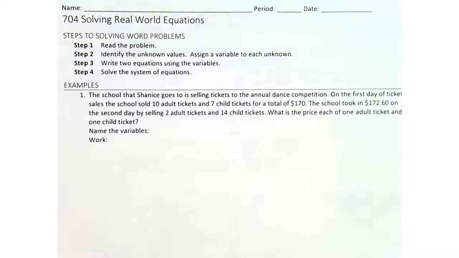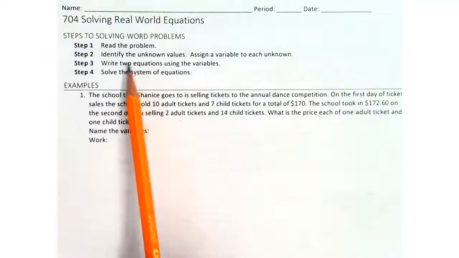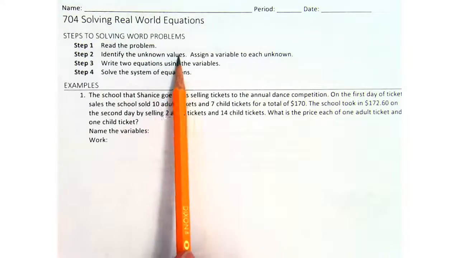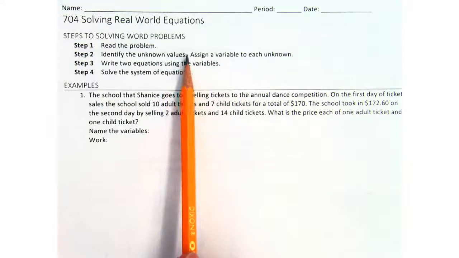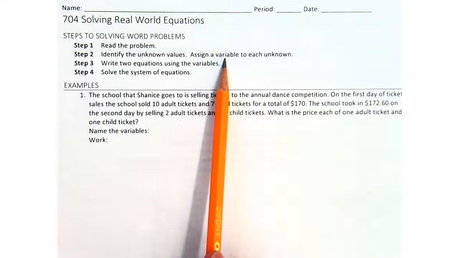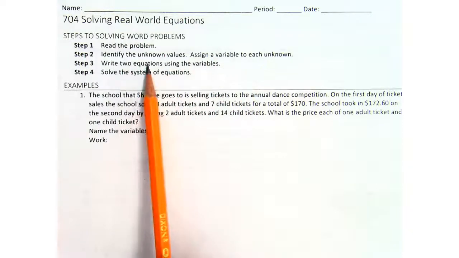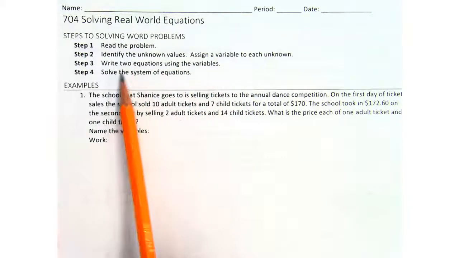The topic is solving systems of equations word problems. Step 1, read the problem. Step 2, identify the variables. In a system of two equations, there will be two variables. Write two equations, then solve.